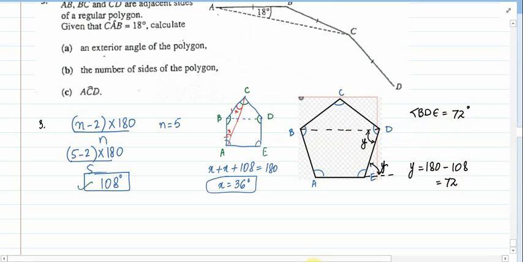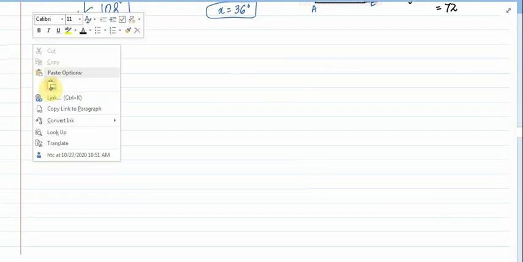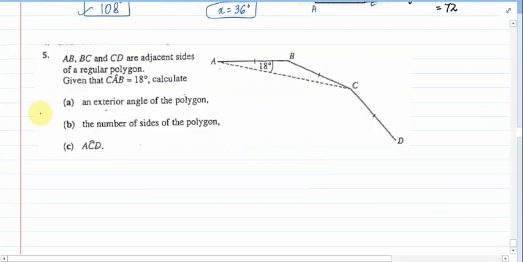Alright, so moving on to the next question. Question number 4, you need to do it by yourself, and I'm going to start from question number 5. Question number 4 is similar to question number 3. AB, BC and CD are adjacent sides of a regular polygon. Given that CAB is 18, calculate an exterior angle of the polygon.